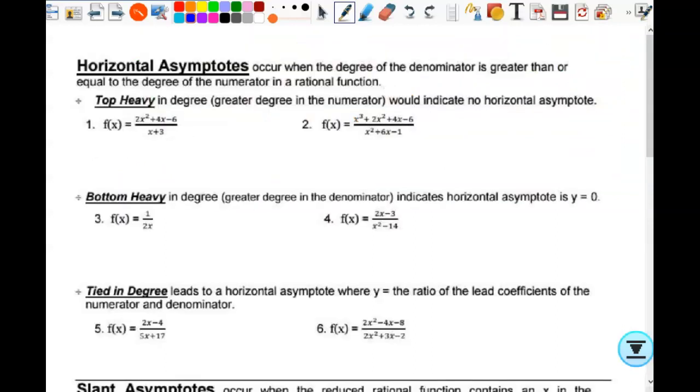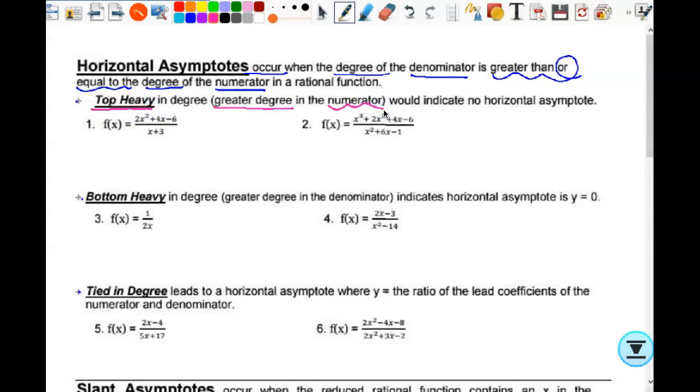So let's talk about horizontal asymptotes. Okay, so horizontal asymptotes occur when the degree of the denominator is greater than or equal to the degree of the numerator in a rational function. You can have 3 things going on. It can be top-heavy, bottom-heavy, or tied in degree. Horizontal asymptotes are the easiest part of rational functions. Because if it is top-heavy, so we're talking about the degree, that means we have the greater degree in the numerator.